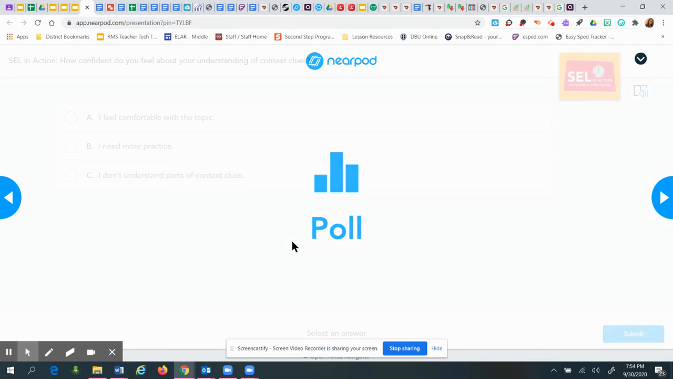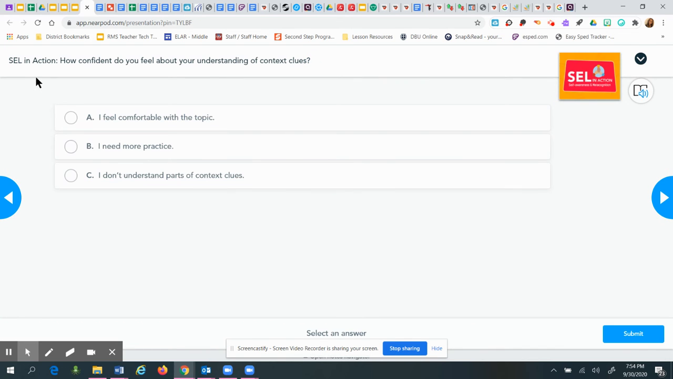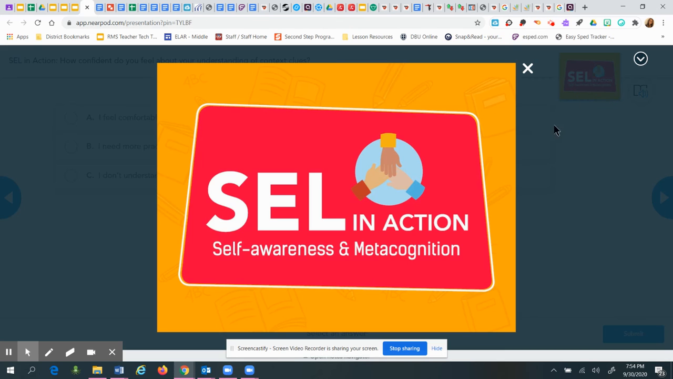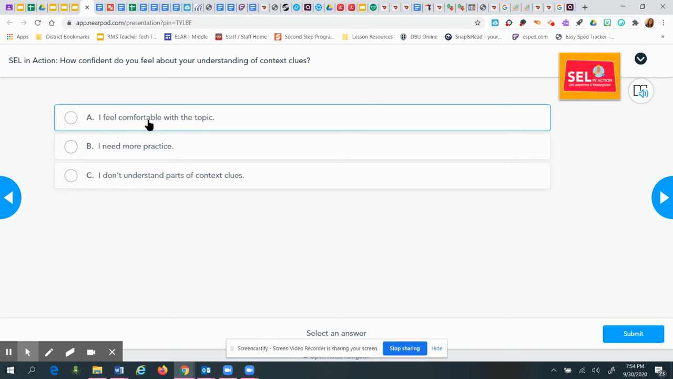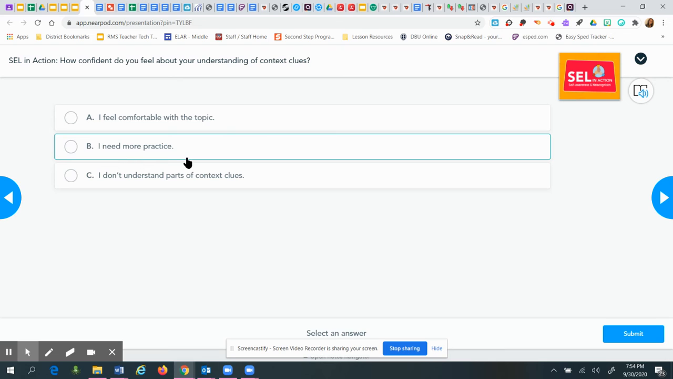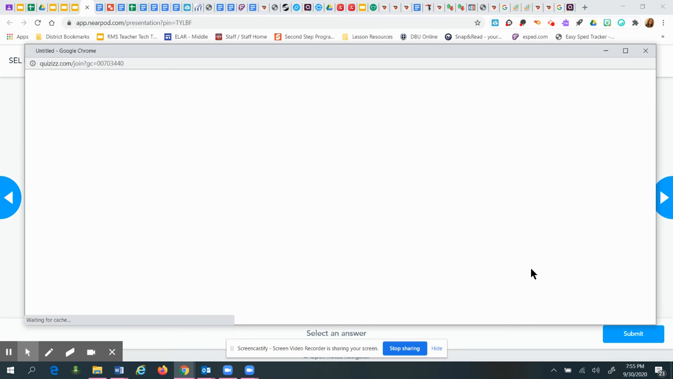It's time for a poll, y'all. SEL in action. How confident do you feel about understanding of context clues? Let me see what this is. Oh, okay. I feel comfortable with the topic. That means you feel pretty good about context clues. I need more practice. I don't understand parts of context clues. Select your answer and then click submit. And then we're moving on.